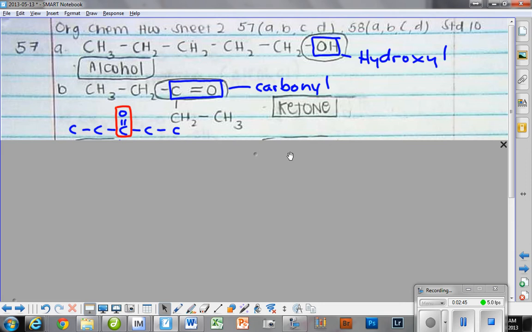So ketone. Now, does anybody know how it becomes an aldehyde? Where does this have to be for it to be an aldehyde? Anyone?